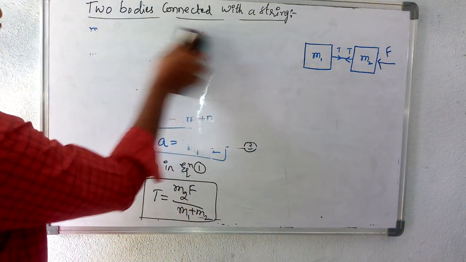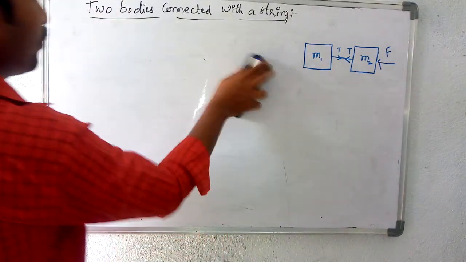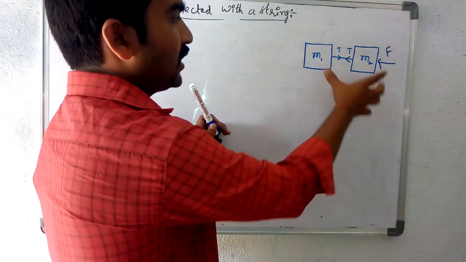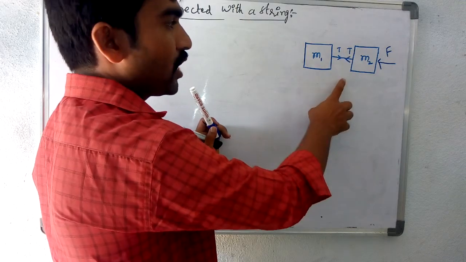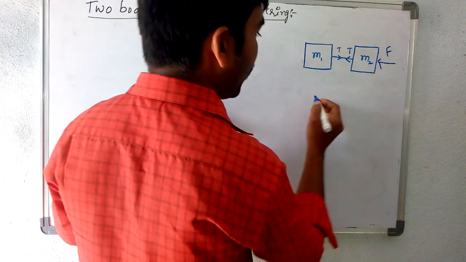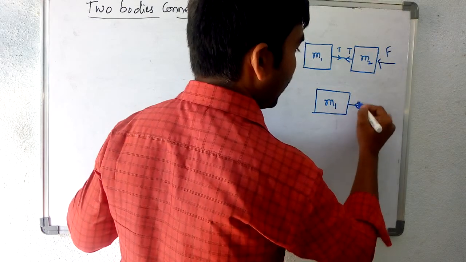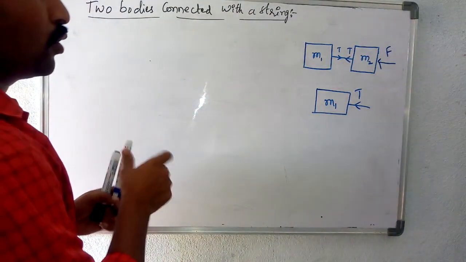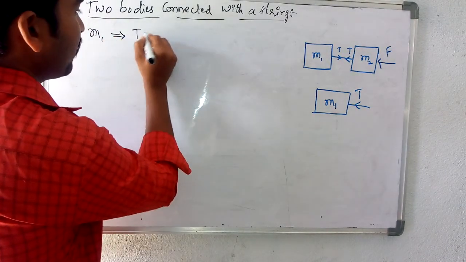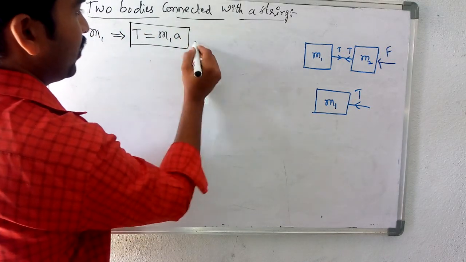This is a very important topic when the force is applied on the other body. I am taking two bodies M1 and M2 on a smooth floor, connected with a string, but the applied force is applied on M2. In this case, the free body diagram of M1 should be like this. This is the tensional force. So based on M1, T is equal to M1A, based on Newton's second law.